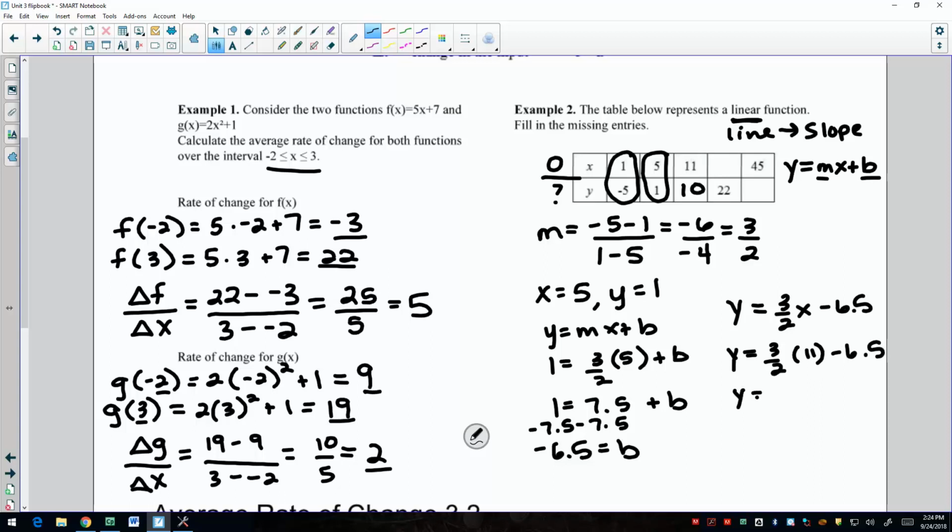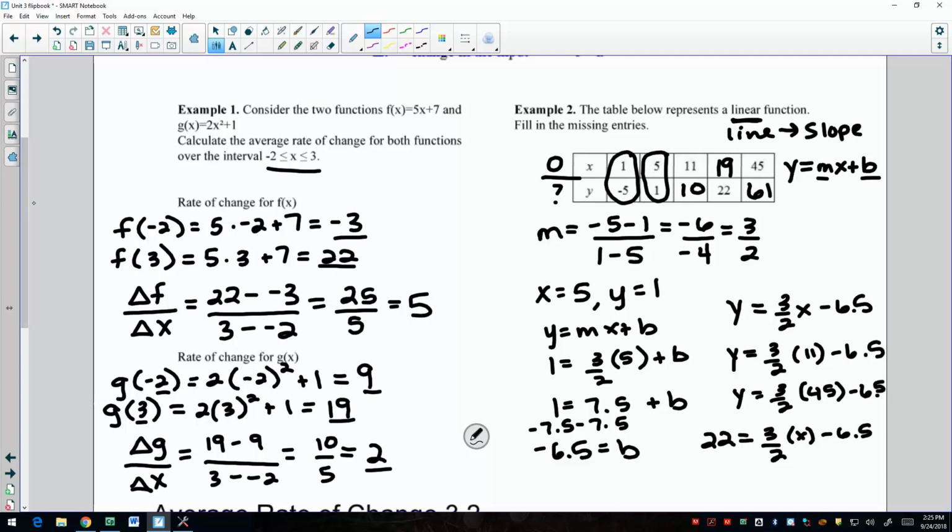Then you would plug in 45, so 3/2 times 45 minus 6.5. Whoops, I'm going off the paper, 6.5. That turns out to be 61. And then the last one, you're actually going to plug in 22 for y this time because it's a y value. So you're going to have to do a little more work because you have to get x alone. So you're going to add the 6.5 over to the other side, then multiply the 2 over, then divide by 3. It turns out to be 19.